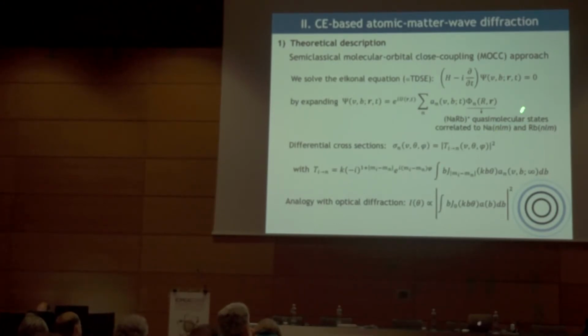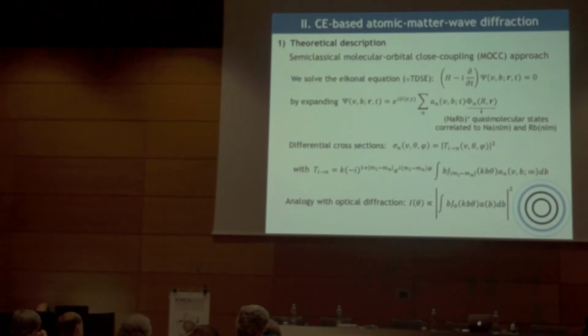These molecular states are obviously correlated to either sodium and rubidium atomic states in the limit of infinite nuclear separation. So we can describe excitation and capture processes. Once the coefficients of the expansion are known, we compute the differential cross-section, the DCS, as the square modulus of the scattering amplitude. And the relation between the expansion coefficients and the scattering amplitude is given here.